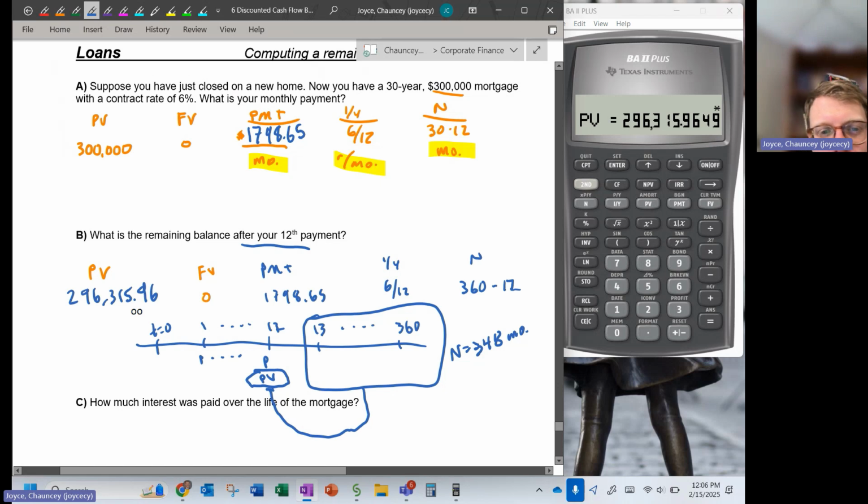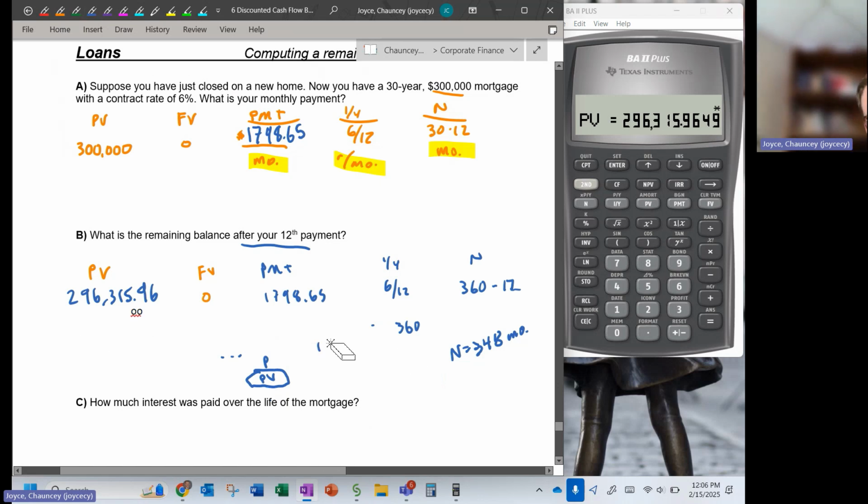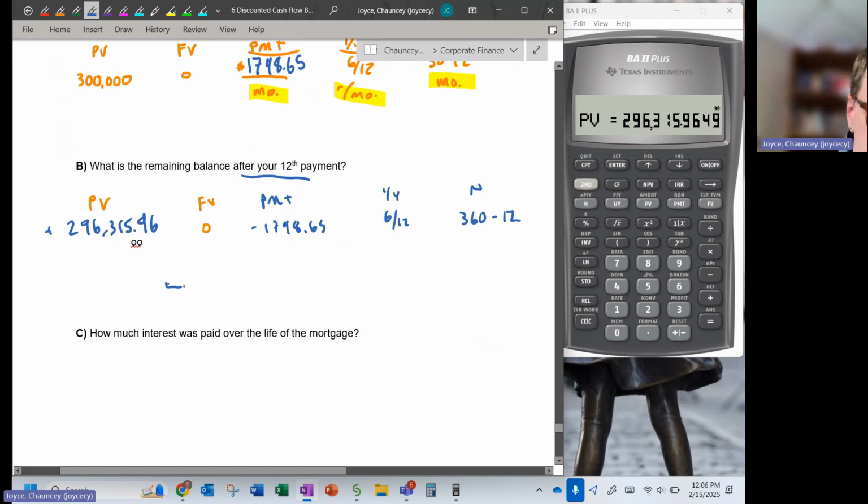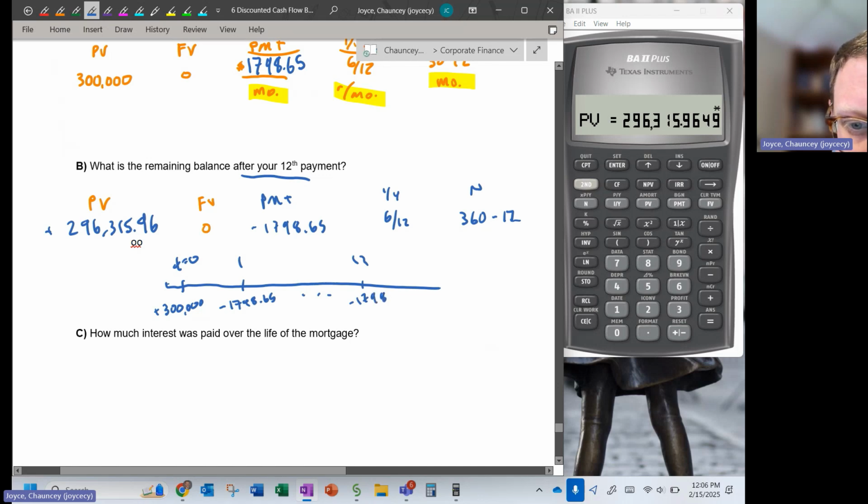The other way you could view this, equally accurate, is to say, hang on a second, I'm making these payments. Those are cash outflows, and I have a positive balance of my home of 300. So you could view this as I'm making this payment of $1,798.65 starting in 1 month. I started with a positive $300,000 present value, and this goes for 12 periods, and compute for a new future value.